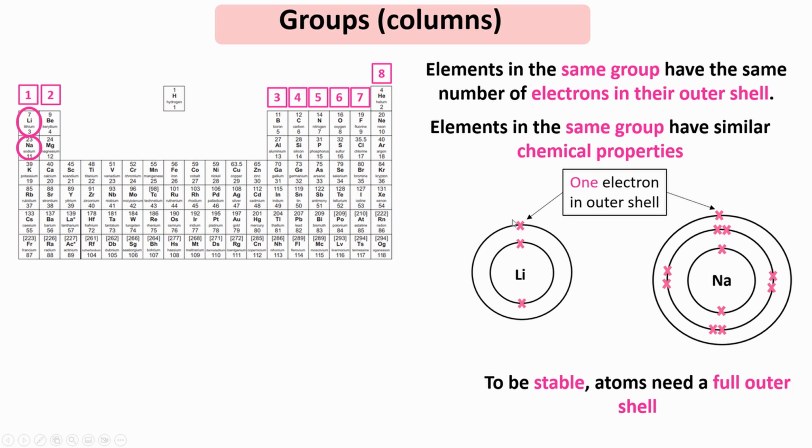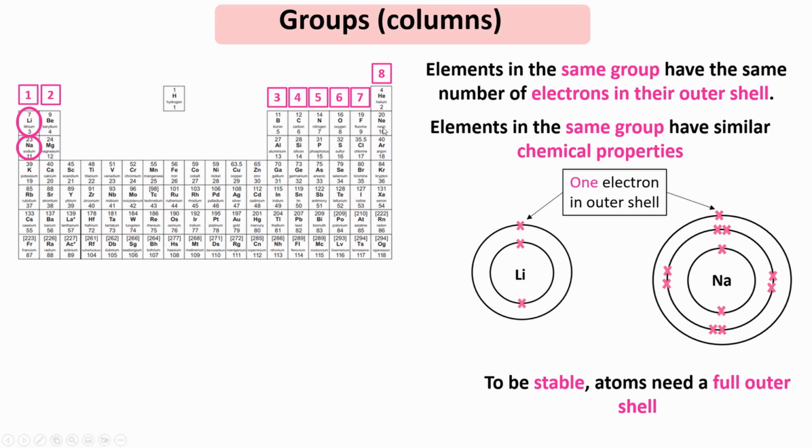Elements in group 1, because they have 1 electron in their outer shell, it's very easy for them to lose this electron so that they can have a full outer shell. So for example, if sodium loses this 1 outer electron, it will have a full outer shell, and same for lithium. And this makes them very reactive. So group 1 elements are very reactive.